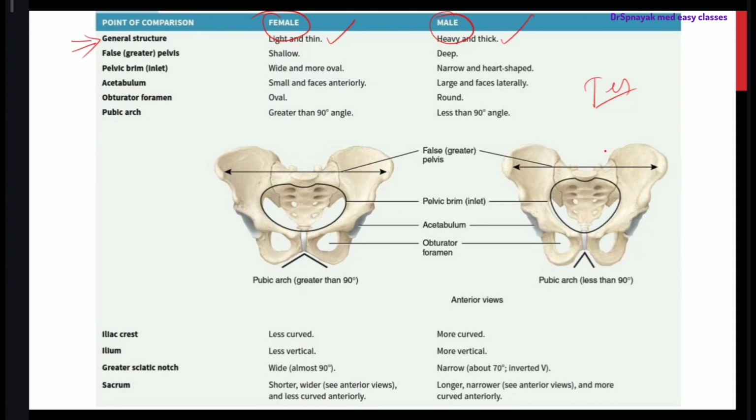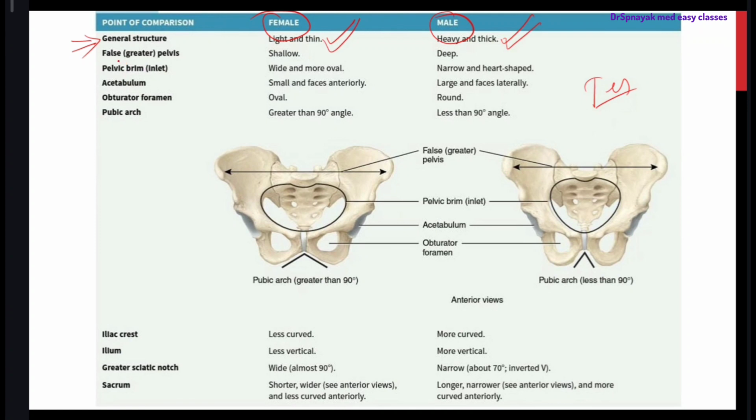In the previous class I already told you, due to the presence of testosterone in males, the bone size, bone structure and bone density are quite higher, heavy and thick compared with females. The general structure of the pelvic girdle in females is light and thin, whereas in males it is thick.